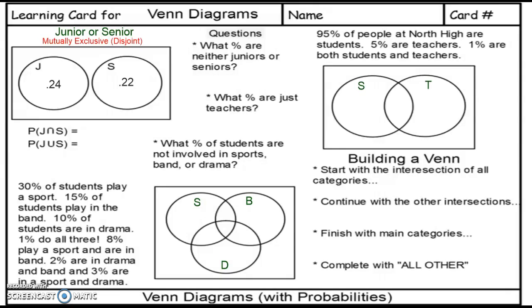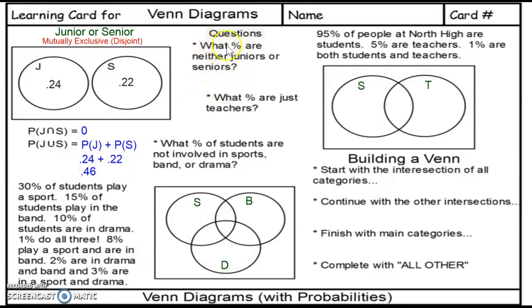So I should probably come down here and look at these two probabilities. What is the probability of being a junior and a senior? Well, we can see from the Venn diagram that that probability is 0. There is no overlap. There is no one that is both a junior and a senior. Well, what about the probability of being a junior or a senior? In that case, I would just add those two probabilities together, which is 46%.